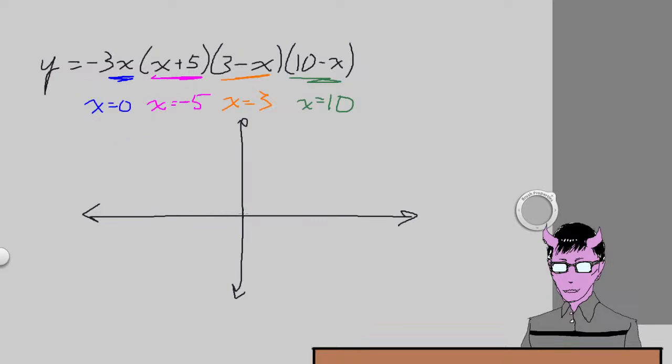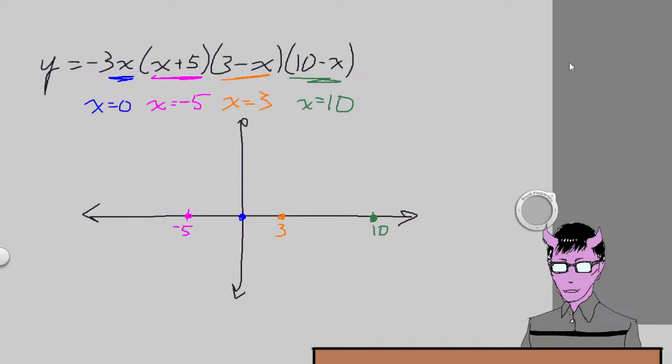So the first 0, in no particular order, is right there. Second 0 is at negative 5. And third 0 is going to be at positive 3. And lastly, fourth 0 is going to be at positive 10. Here-ish.